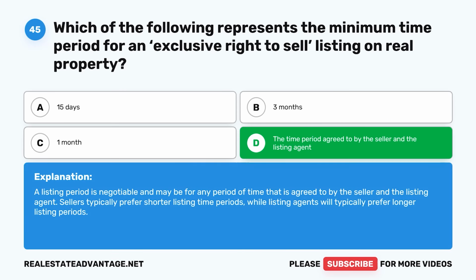A listing period is negotiable and may be for any period of time that is agreed to by the seller and the listing agent. Sellers typically prefer shorter listing time periods, while listing agents will typically prefer longer listing periods.